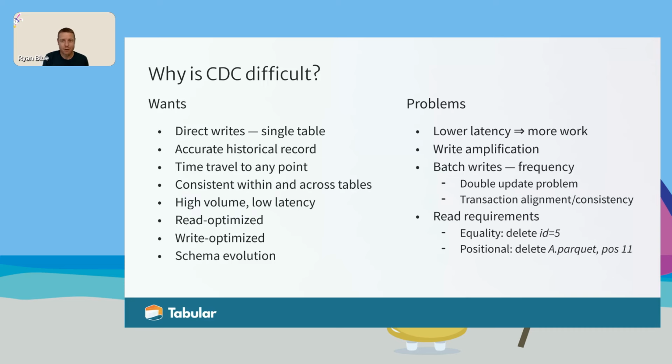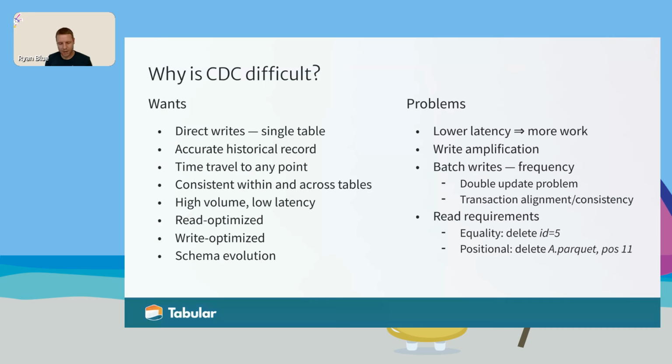Another thing is read requirements. So in order to cut down on write amplification, you need to know how to encode deletes. Are you saying like ID 5 across the entire table is deleted? Or are you narrowly identifying where ID 5 is in the table and making a targeted delete? They have very different trade-offs at read time and write time. So a lot of these things are trade-offs of one another.